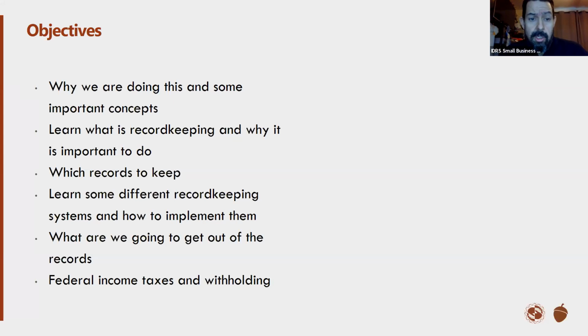Why are we doing this? Some important concepts of the record keeping process. Learn what record keeping is and why it is important to do. When you're keeping records, do I keep everything? Do I keep a little bit? We're going to talk about the records that you might think about keeping, and some different systems and how to implement them. And then it's not just about collecting all these records, but what are we going to do with them after we've collected them? So we're going to talk about that.